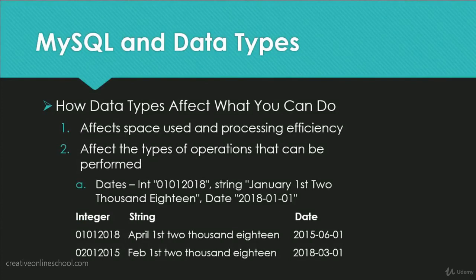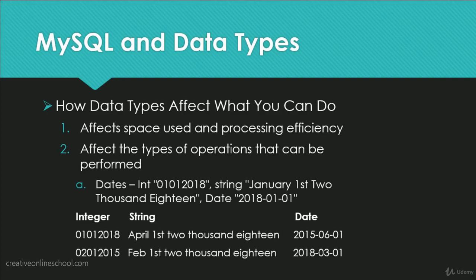For example, it is possible to store a date as an int or a string instead of as an actual date, and as long as all you are doing is storing and retrieving the date, that's fine. But let's say you then wanted to order the dates so that you had them from oldest to newest. Let's take a look at what happens in the chart below.